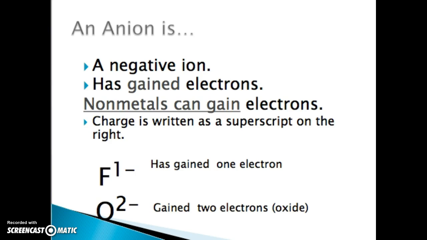Okay, so an anion is a negative ion, and you become negative by gaining electrons. We've seen examples like F -1, or 1 minus. For you, it doesn't matter whether it's -1 or 1 minus, but that just means that you gained 1 electron. O2 minus means that you gained 2 electrons.